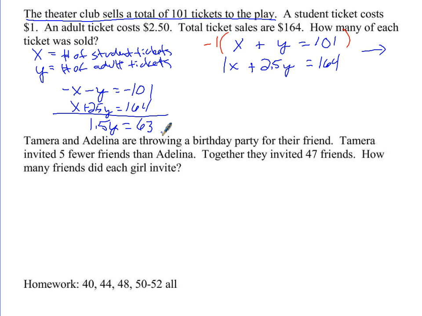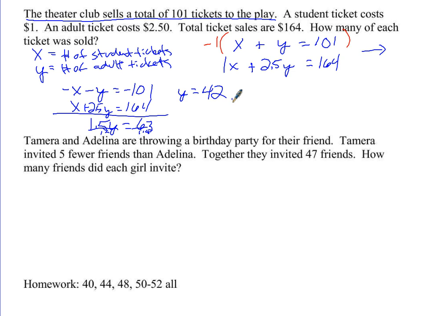Okay, solve for y. What do we do? Divide by 1.5 to both sides. And this is where you probably reach for your calculator and you get y equals what? What do you get? 42. Okay, now what?